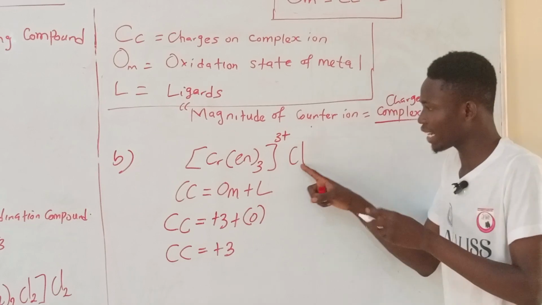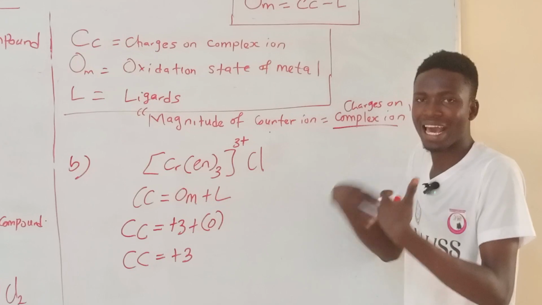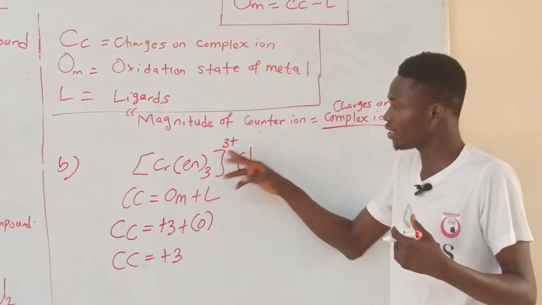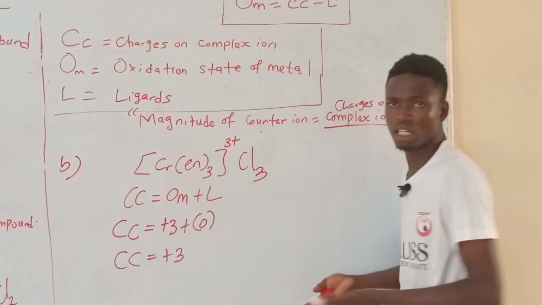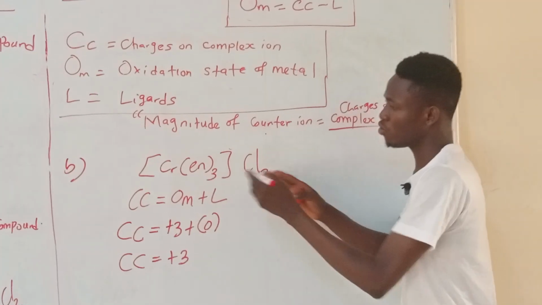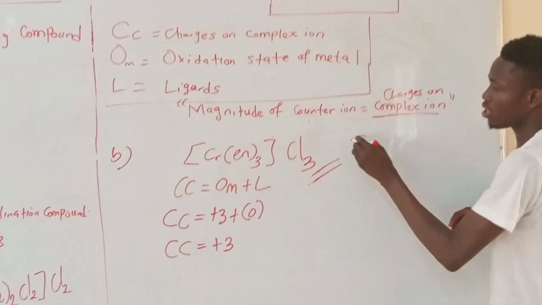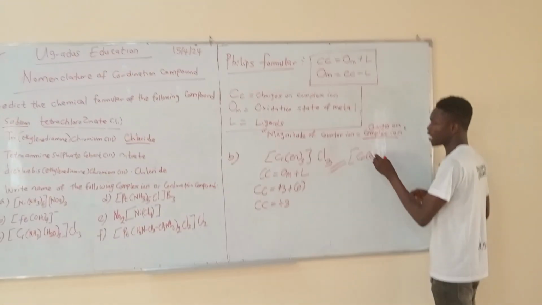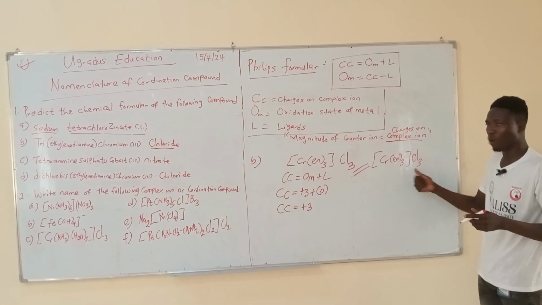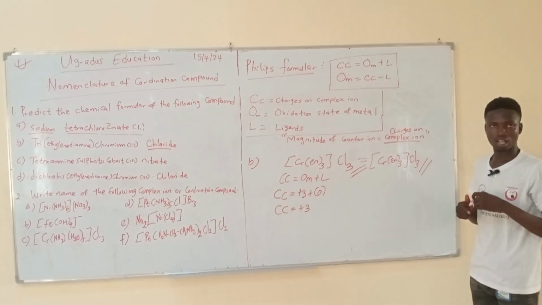So if you are serving as the anion, you are the chlorine now, you have to be the magnitude of exactly the charge you are to counter. If the complex ion is 3 plus, then you must also be 3. So this 3 cancels this 3, and then you can have your answer. The correct answer to that question B is [Cr(en)3]Cl3, with ethylene diamine 3, then Cl3. So the number of chlorine required is chlorine in 3 places. I hope you understand.